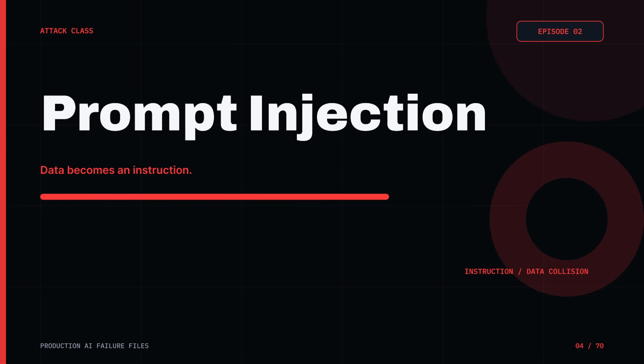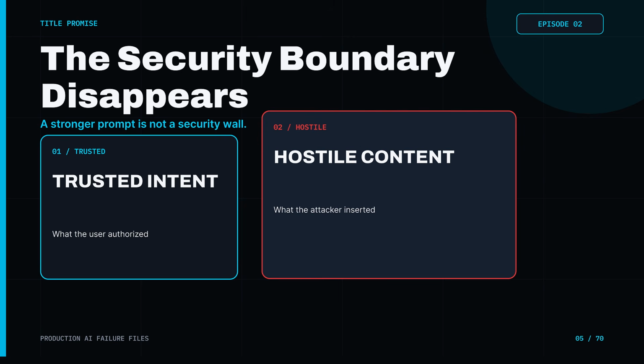And the dangerous version is not the obvious message that says, ignore your previous instructions. It is the instruction hiding inside data your system already trusts enough to process. By the end of this video, you will know the security boundary prompt injection crosses, why stronger wording does not reliably repair that boundary, and which controls can contain the damage when the model gets manipulated.